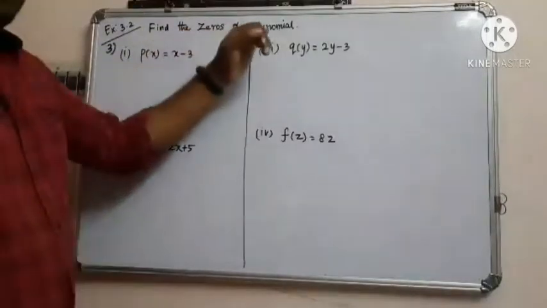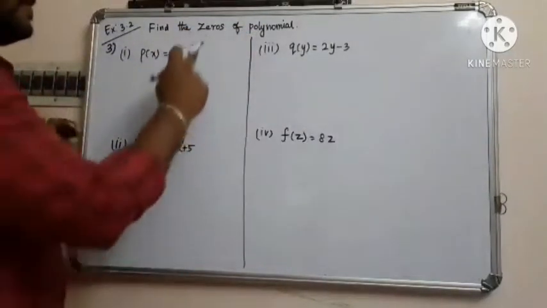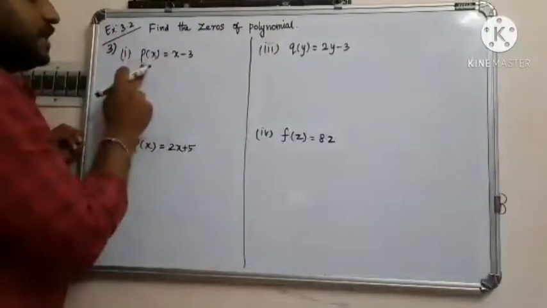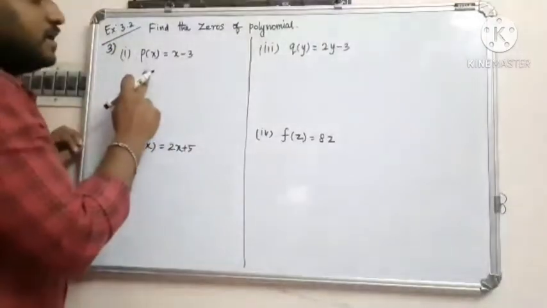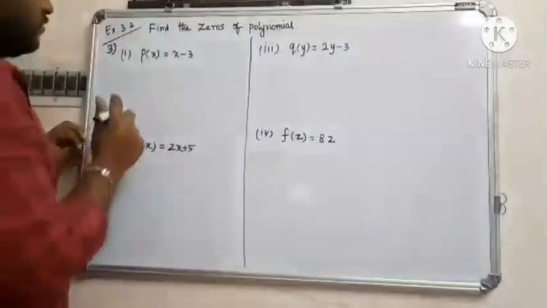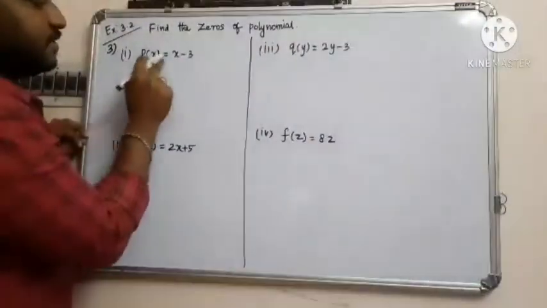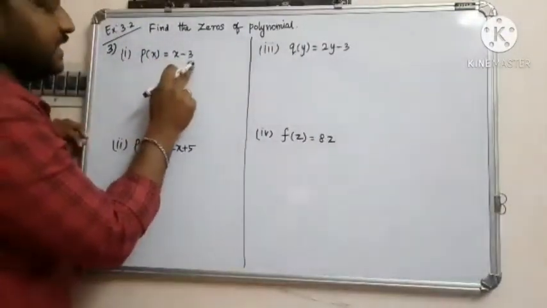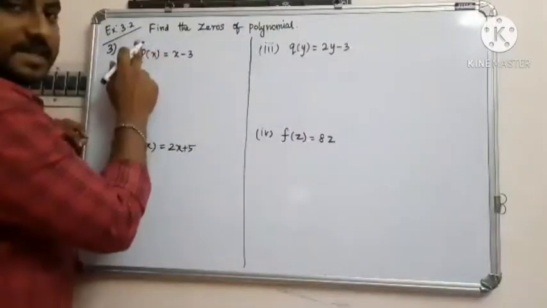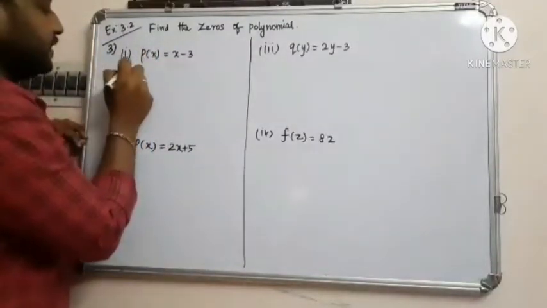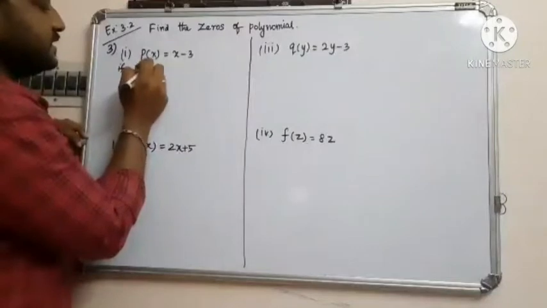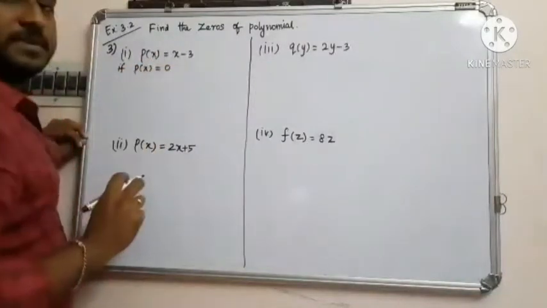So zeros of polynomial means you should take the polynomial which is equal to 0. First of all, you have to take the polynomial which is equal to 0. Here, p of x is equal to x minus 3. You should take p of x is equal to 0.